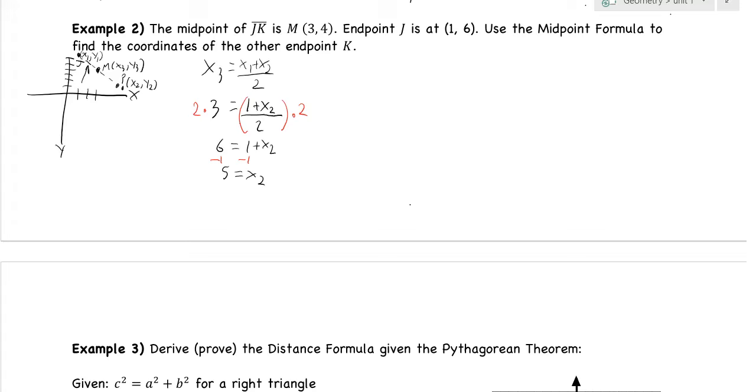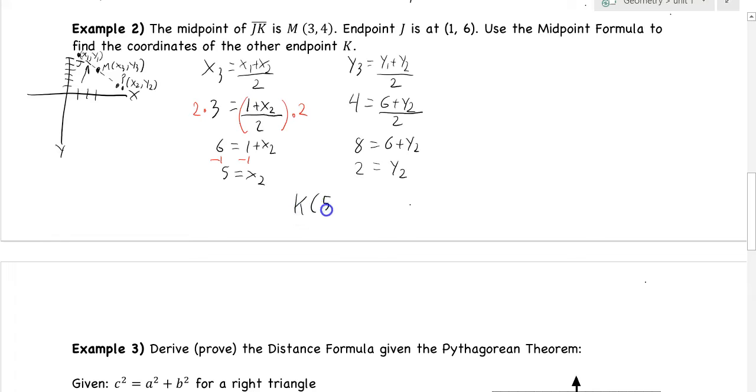We need both coordinates of K, the x coordinate and the y coordinate. So we know that y3 is y1 plus y2 over 2. y3 is the y coordinate of the midpoint. y1 is the y coordinate of J. y2 is the one we're looking for. And we can solve, multiplying by 2 and subtracting the 6. We have our endpoint, K, is the point 5, 2.